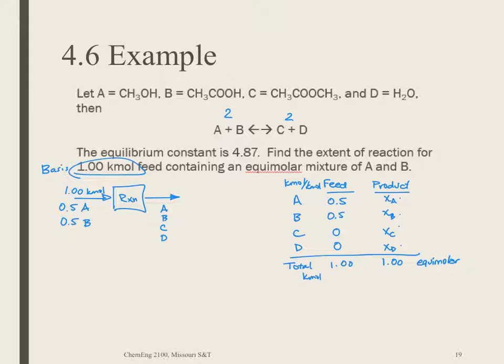Okay, so I'm not really going to treat this like a normal process because what we're trying to do here is work on the equilibrium constant. So for the equilibrium constant, the value is 4.87.